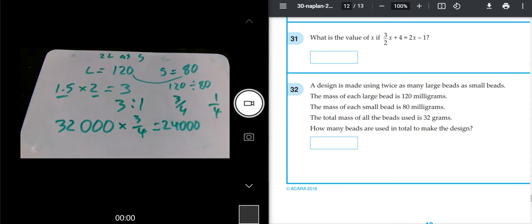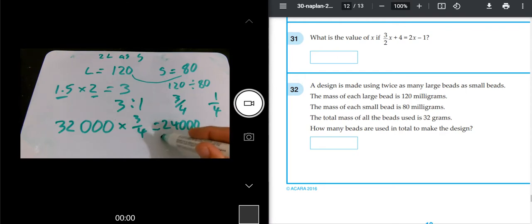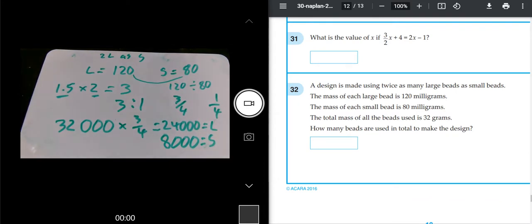And the remaining 8,000, which we can tell by doing 32,000 times 1/4, or 32,000 take 24,000, because you're taking 3/4 away, so that gives you 1/4 left. That means 8,000 is going to be of small beads. 24,000 is of large. Obviously a very important thing now. We need to find out how many beads are used in total to make the design.